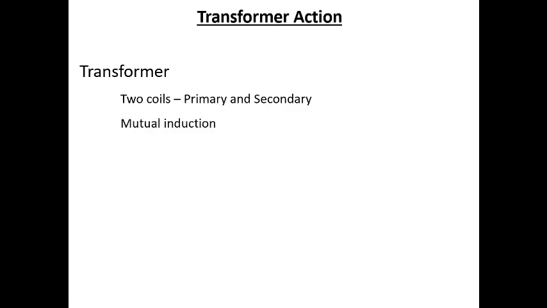The way that transformers work is through what's called mutual induction, which means that when we have a varying magnetic field near a wire, it will induce current in the wire. And in order to optimize that, we put the same 2 coils on the same core. We'll look at some practical constructions here in a minute.